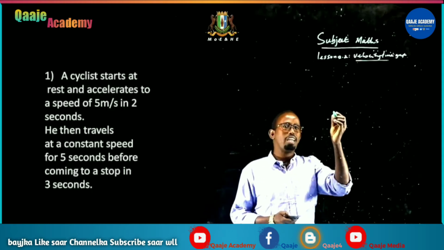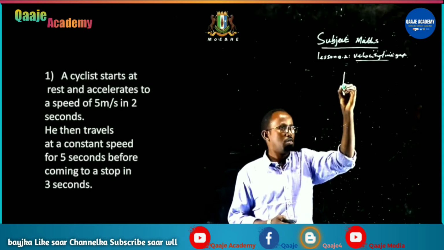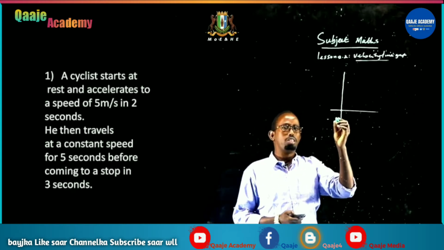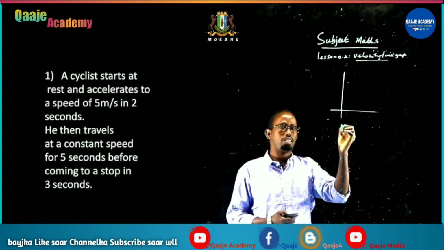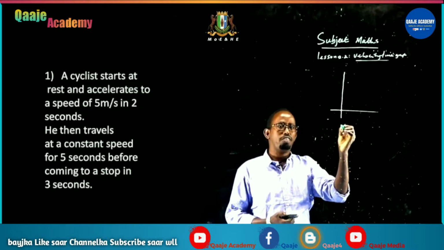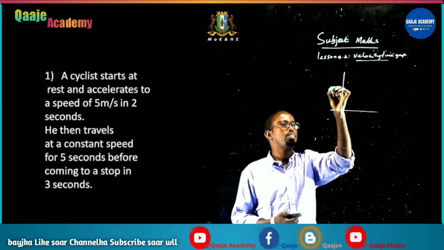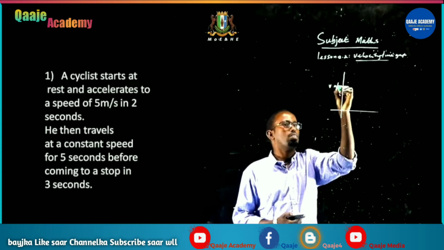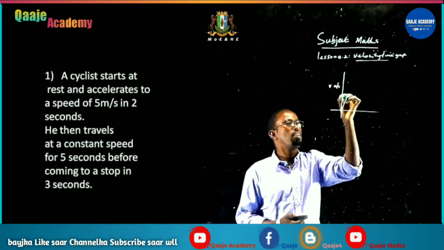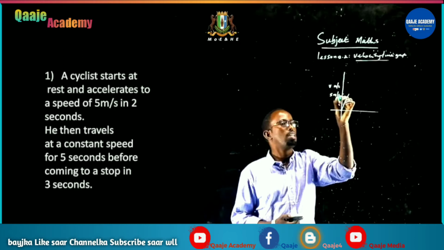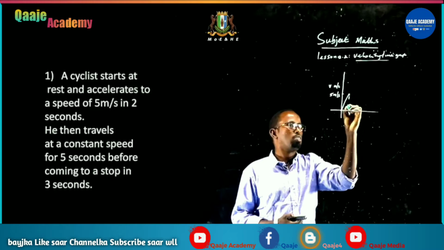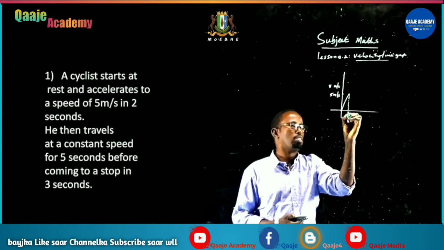Now, we are told a cyclist starts at rest. We want to draw that. This is the rest position, time is 0. So the cyclist starts at rest and accelerates at the speed of 5 meters. So this is the speed or the velocity, which is 5 meters per second. So this is where 5 meters per second is. Time taken is 2. So this is 2 seconds.